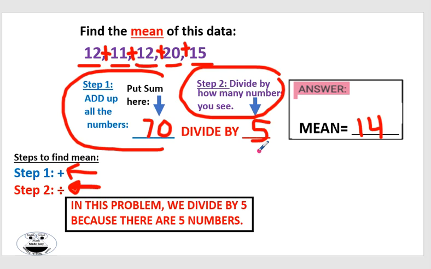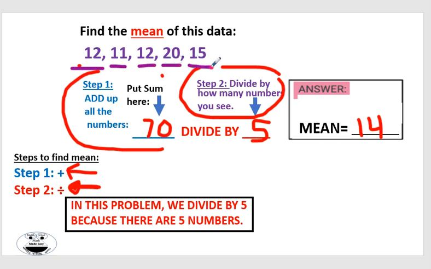So what you need to be careful about here is that here we divided by 5. Why did we divide by 5? Because in this problem, there are 5 numbers. Let me erase what I wrote above so you can see this clearly. So here in this data set, there are 5 numbers. That is why we divide by 5. So 1, 2, 3, 4, 5.